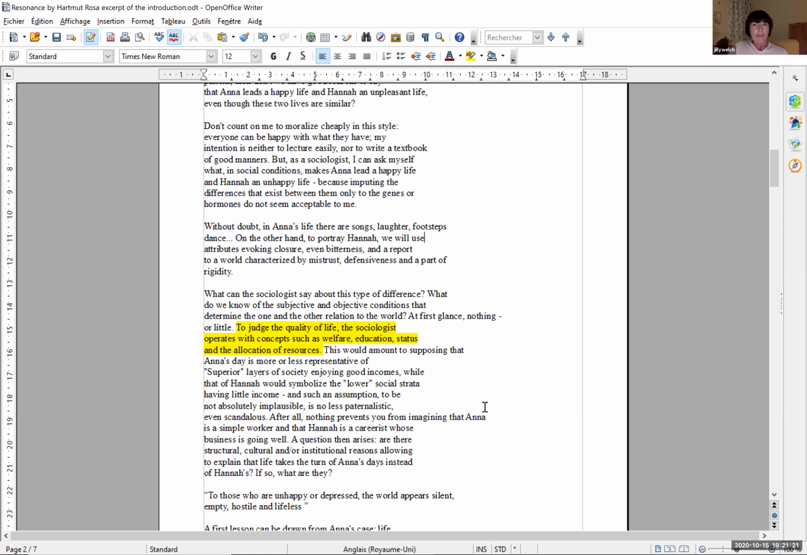Okay. This would amount to supposing that Anna's day is more or less representative of superior layers of society enjoying good incomes, while that of Hannah would symbolize the lower social strata having little income. And such an assumption, to be not absolutely implausible, is no less paternalistic, even scandalous. After all, nothing prevents you from imagining that Anna is a simple worker and that Hannah is a careerist whose business is going well. The question then arises, are there structural, cultural, and/or institutional reasons allowing to explain that life takes the turn of Anna's days instead of Hannah's? If so, what are they?